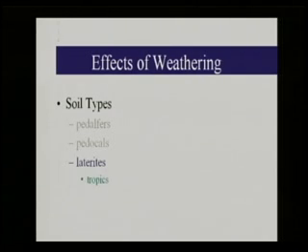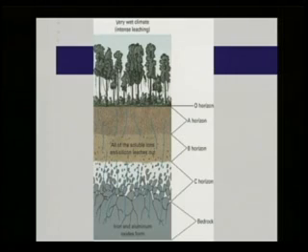Laterites form in the tropics, and this is because we have very intense leaching. There's a lot of water moving through the system, so we're dissolving everything out of the soil. Even silica moves out of the soil. Quartz is dissolved and moves out of the system. So a very wet climate.